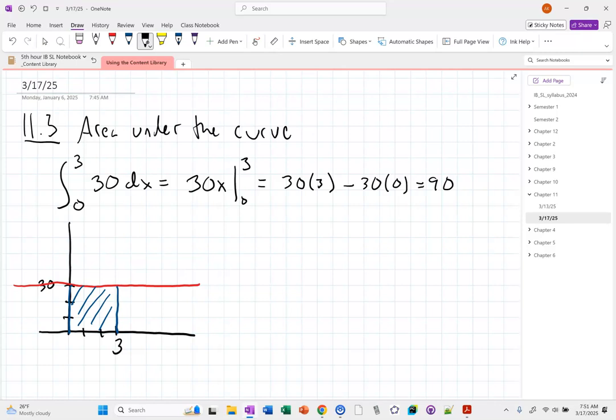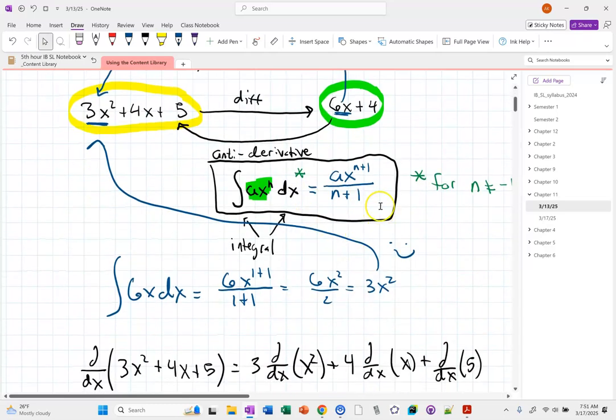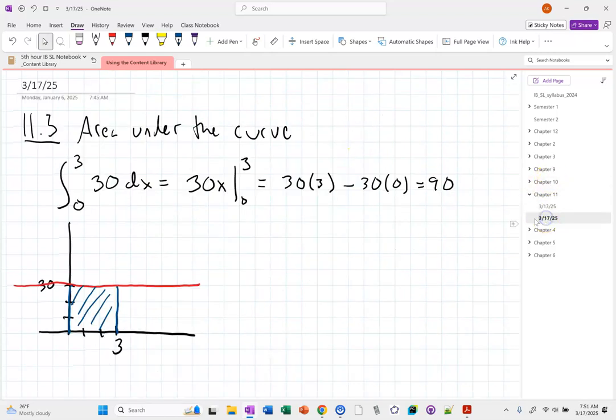Yes, Joey? You just tack the x on to the end, but our antiderivative rule is this guy. Yeah. So you didn't do that? I did do that. Because it's like 30x to the 0, right? So I added 1 to the exponent and divided by 1. Is that okay? Okay. And guess what the area of that is?